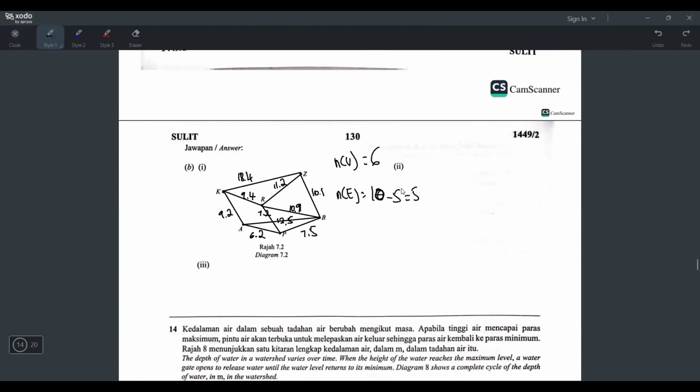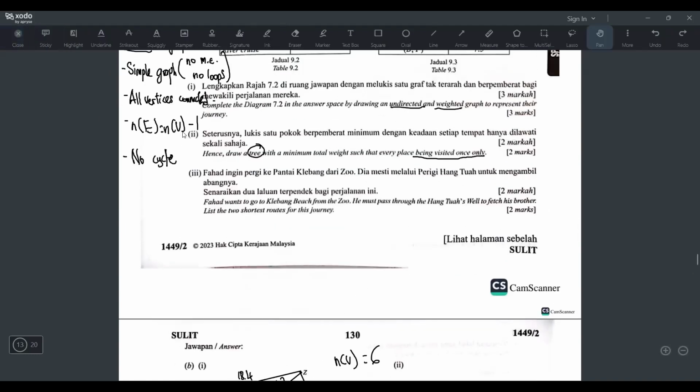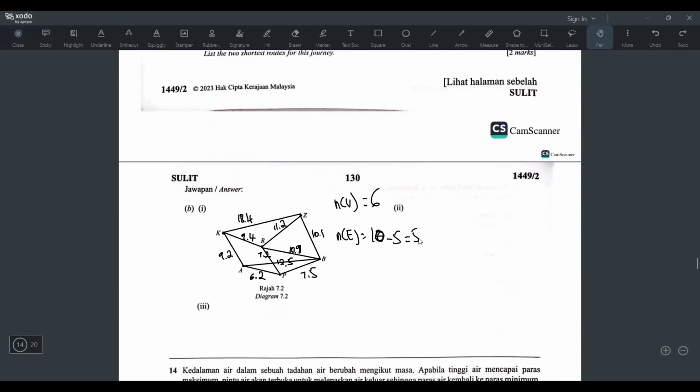So it means I have to padam 5 lah. Faham? Because you have 6 vertex. Okay, so for it to be a tree, your edges has to be 1 less than the vertex. So if you want your edges to be 5, but now it's 10, so you have to padam 5 lah, right? And which one do you think you will padam?